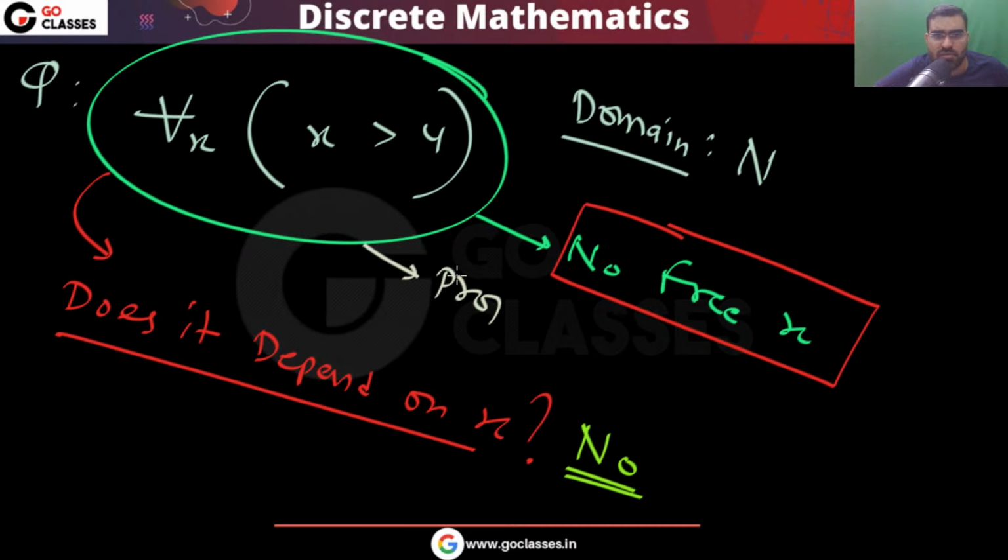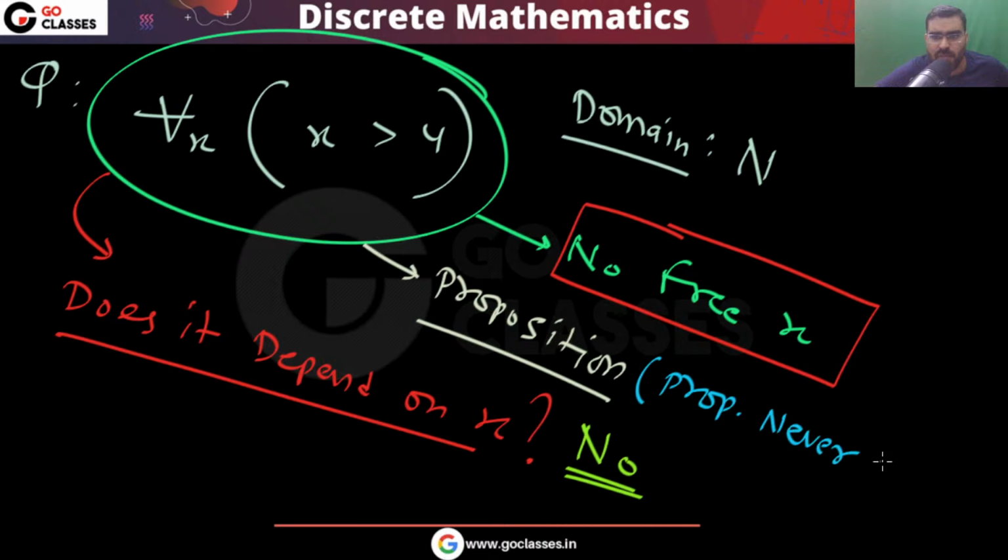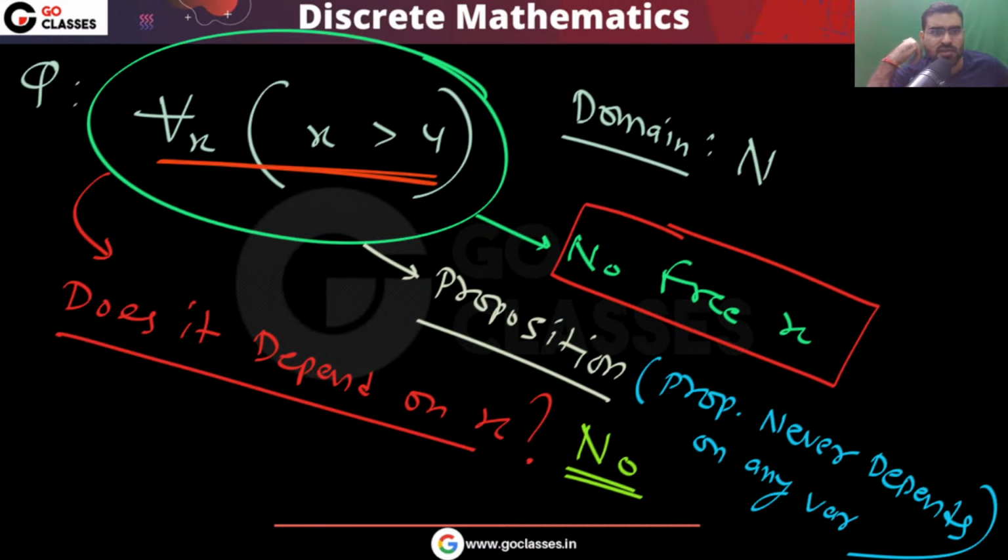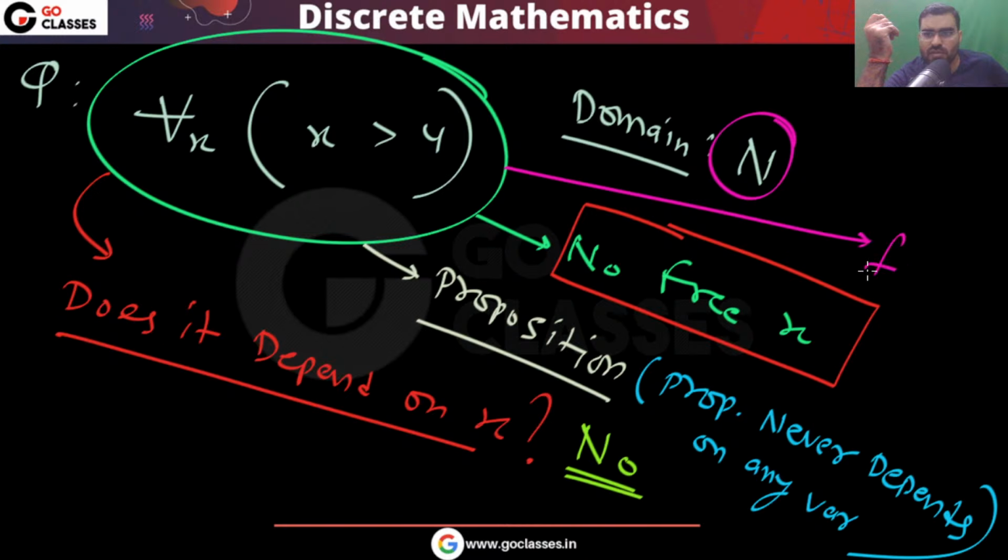Because this is a proposition. A proposition does not depend on any variable. Do you agree? A proposition is always true or false. Remember, a proposition never depends on any variable. Is this clear? Please, this is common sense. This is a proposition: for all x, x is greater than 4. The domain is the set of natural numbers. You can clearly see this is false.